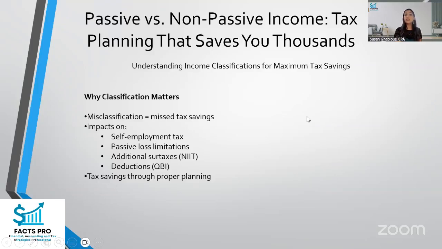So classification really, really matters because the misclassification means there are missed tax savings, and it has an impact on your self-employment tax, the passive loss limitations, and the additional surtax like the net investment income tax. And it also affects your eligibility for some deductions like QBI. So through proper planning, it can bring you big tax savings. That's why you need to understand the classification between both.